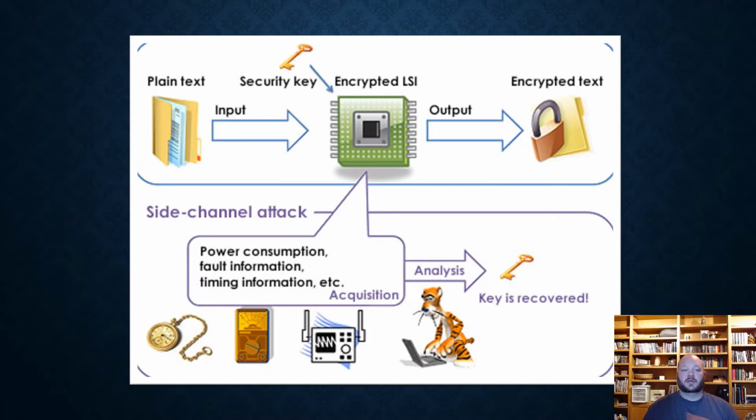This graphic is just showing plain text going in, and then a security key used to encrypt, and then the output, you've got your encrypted text. Well, the side channel attack targets the chips, could target capacitors, and it measures power consumption and timing information of programs running, and then it's able to analyze that data, and they can get stuff like the security key out and then decrypt the data.